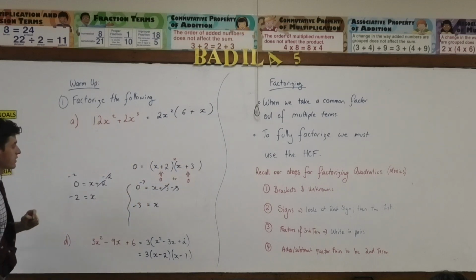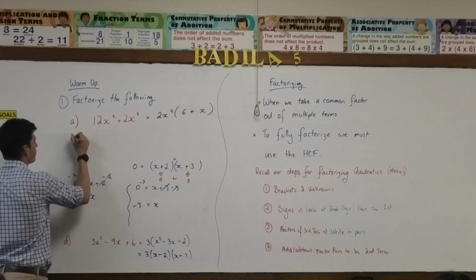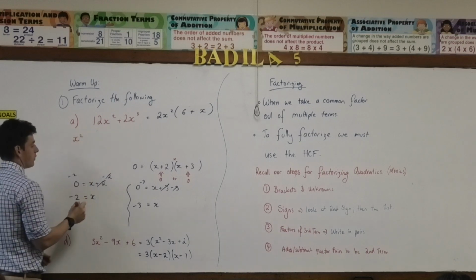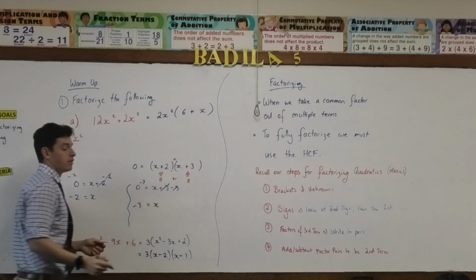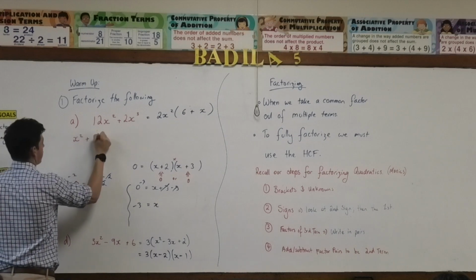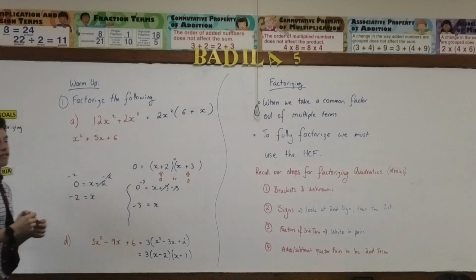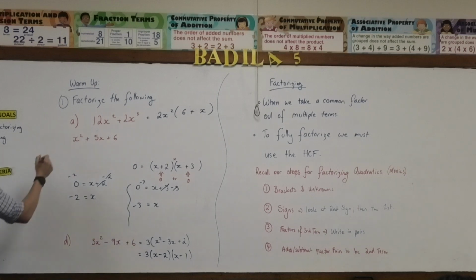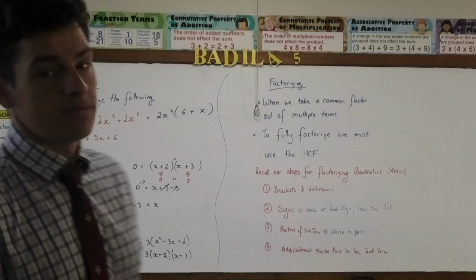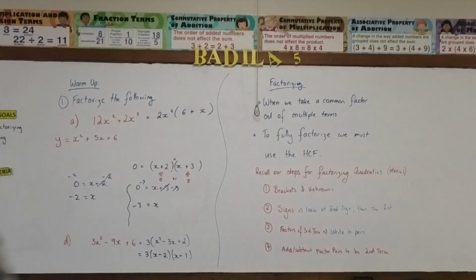What I want you to do now, can someone tell me off the top of their head what the original function was? You can reverse, you can expand it if you can't remember. x squared plus 5x plus 6. I want you to graph that for me. Get onto Desmos and write in that graph. So in Desmos, graph that and tell me what you see. Zoom in. Tell me what you notice about this graph.